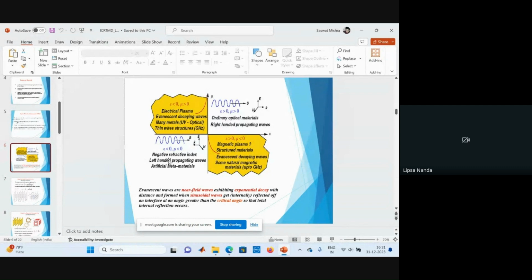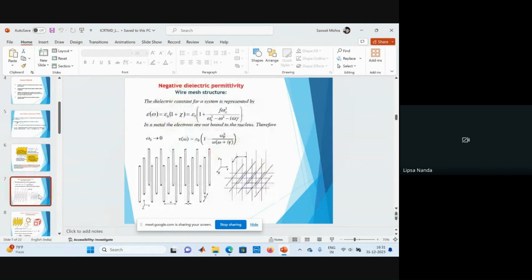In quadrant 3, both epsilon and mu are negative. In this case, we get the negative refractive index medium, where K, E, and H form a left-handed triad, and that's why they're called left-handed propagating waves. To achieve this NRM, we take a negative dielectric medium, and both negative epsilon and negative mu have to be obtained. To get a negative dielectric permittivity, a wire mesh structure is used. Here the dielectric constant for the system is represented by a Lorentz-Drude model, which is the most convenient model known to us.